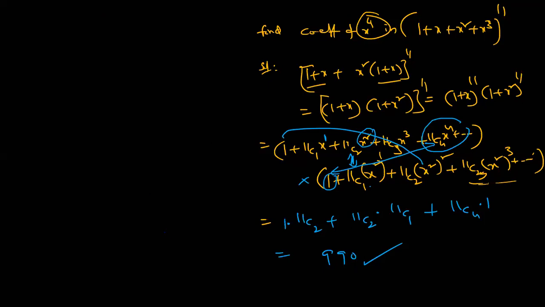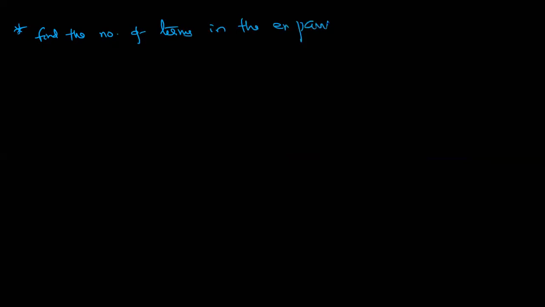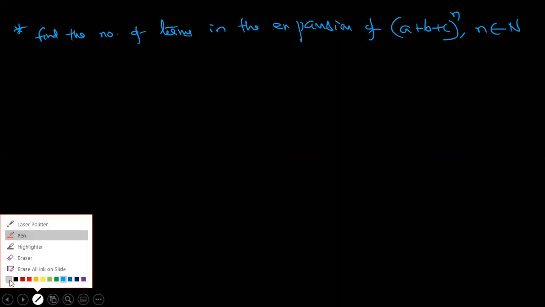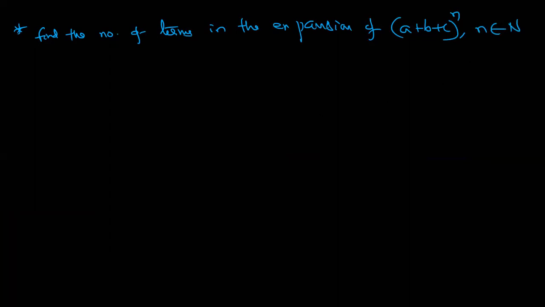Right? Okay. Now see, this is also a good concept. Find the number of terms in the expansion of (a + b + c) whole power n, where n belongs to the set of natural numbers. So here n can be anything, 1, 2, 3, 4, anything. Depending on that one you can give the conclusion.